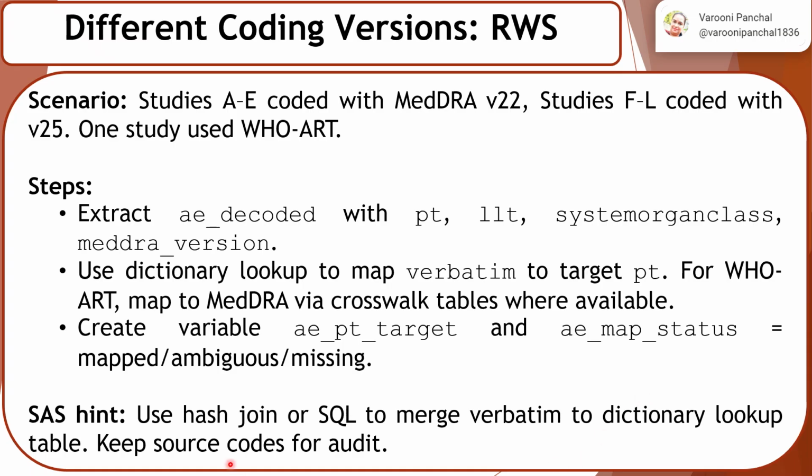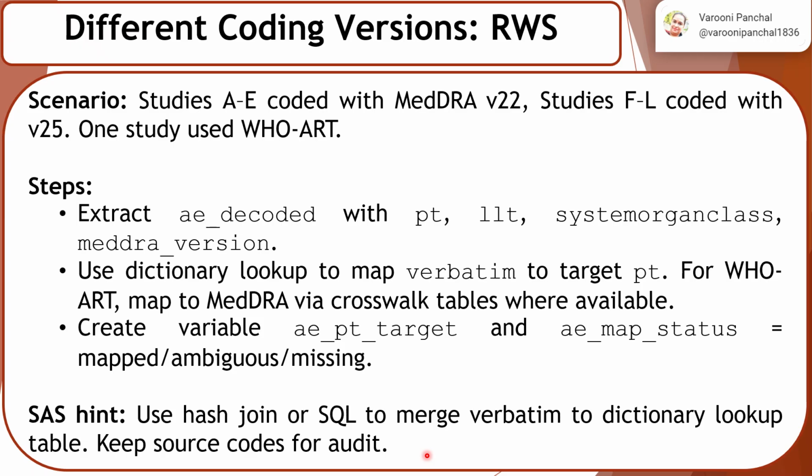So the SAS hint here is you can use hash join or SQL to merge verbatim to the dictionary lookup table, and also keep the source codes for audit. Source codes in the sense of what was coded in each of the 12 individual studies. You need to keep the original coding as to what version was used. Even if it is not coded, you keep those values blank for that specific variable if the coding is not done in those studies.